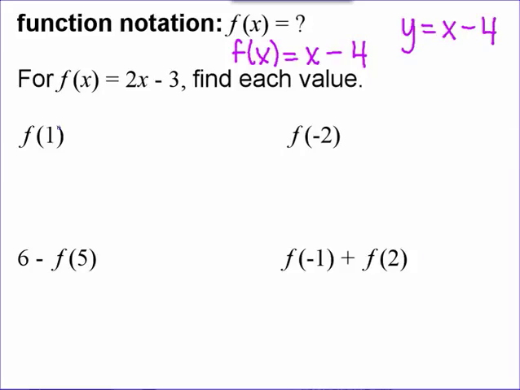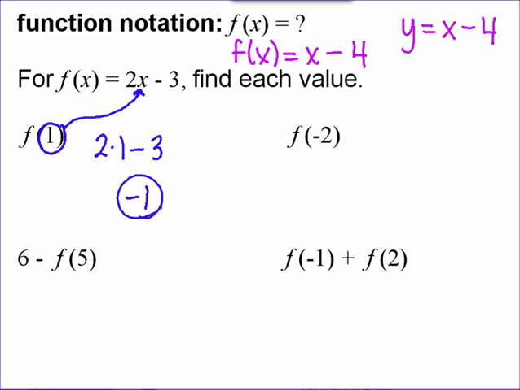So when I want to find f of 1, I'm going to plug that in wherever I see x. So I see an x up here. I'm going to plug 1 in for x. So that means I'm going to take 2 times 1 minus 3. What is 2 times 1? 2. Minus 3 is? Negative 1. There you go.